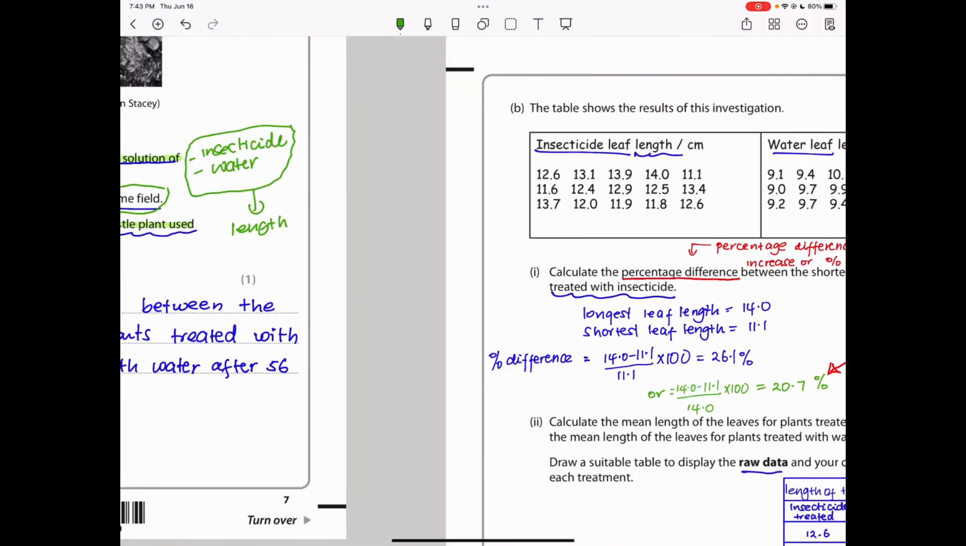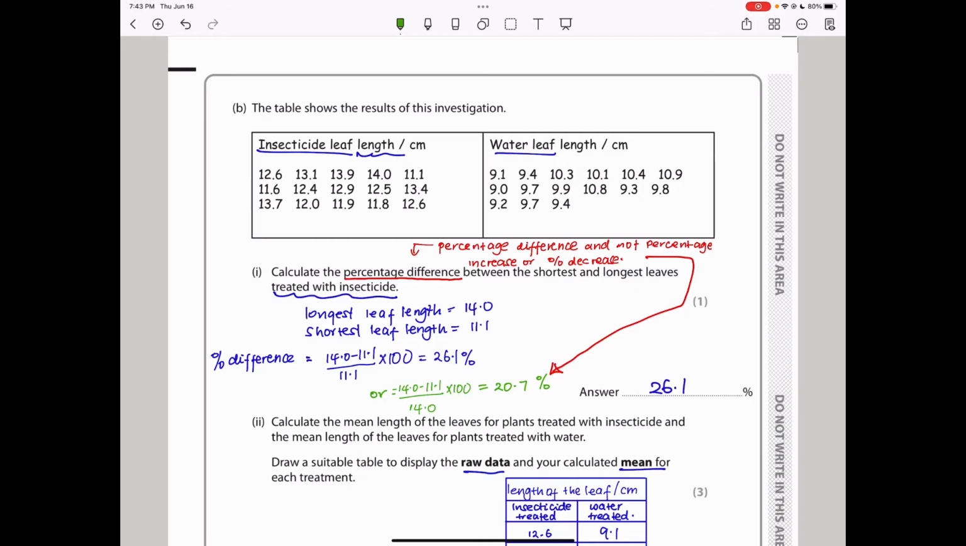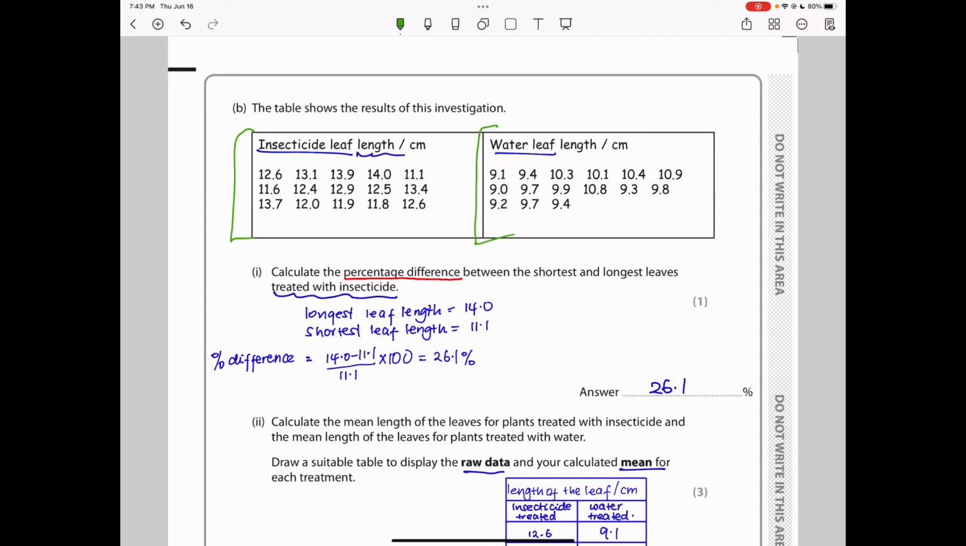So let's go to the next page. The next page gives us the information. The table shows the results of this investigation. So we have the results from treatment with insecticide and the results from treatment with water. And they say calculate the percentage difference between the shortest and longest leaves in those treated with insecticide.